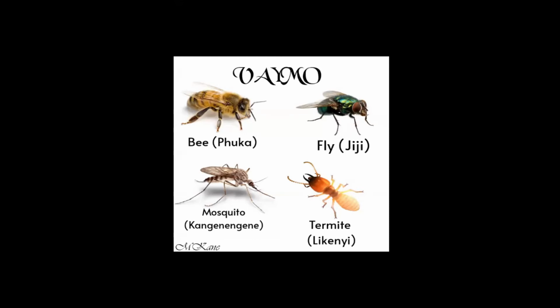That's the plural form. So I've got bee, puka; bees, vapuka. Then I've got fly, jiji; flies, vajiji. Mosquito, kangenengene; mosquitoes, tungenengene.